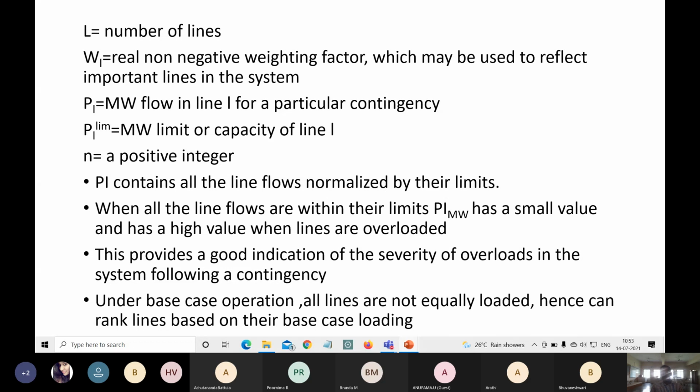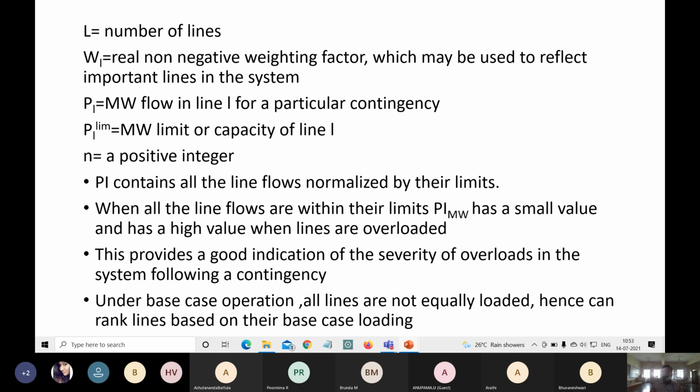So if you get a higher PI megawatt value, you can straight away come to the conclusion that your line is overloaded. So based upon the PI megawatt value, that is the performance index value, we can say whether the line is overloaded or underloaded. If it is within the tolerable limit, then the PI megawatt value will be small, and if the PI megawatt value is higher, then you can say that the line is overloaded.